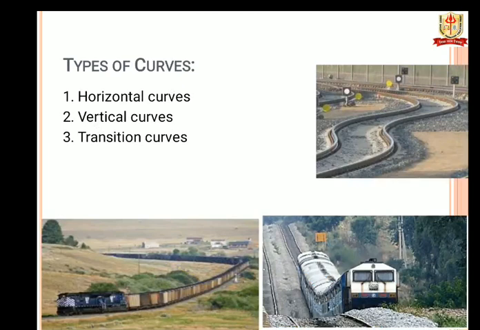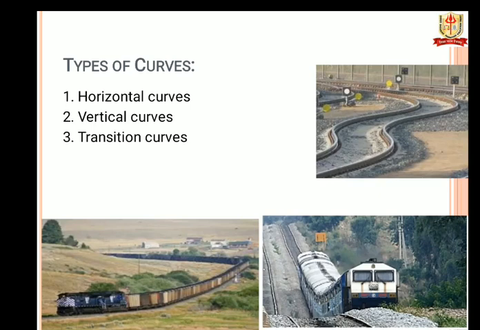Summit curve. The curve is provided where the intersection of two gradients has the highest elevation. The situations where the summit curve is provided: first case is a rising gradient intersecting a falling gradient. Second case is a rising gradient meeting another rising gradient. Third case is a rising gradient meeting a horizontal path, and fourth case is a falling gradient meeting a steeper falling gradient.